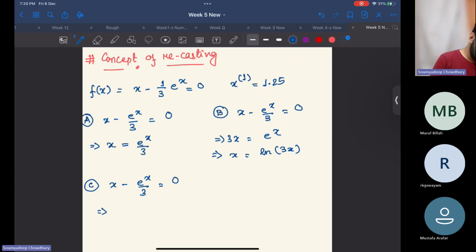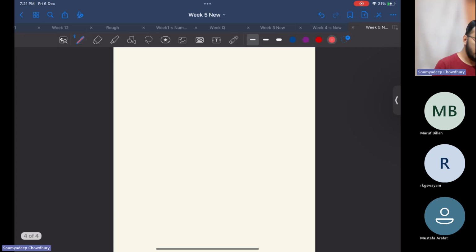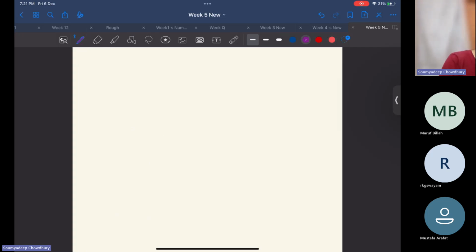We can write it as x equals 2x minus e power x by 3. So there are multiple other possibilities also we can think of. These are the three different recasting options which we have: this is one, this is one, and this is one. Now we will see each one and try to find out which recasting function we need to use. First we will look into the first option, which is the most obvious one.